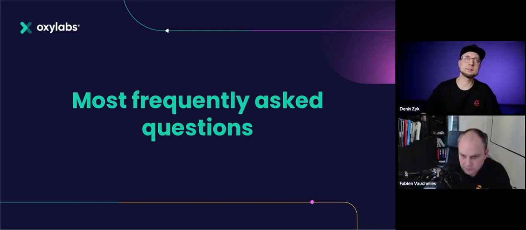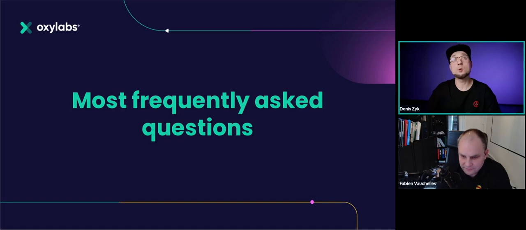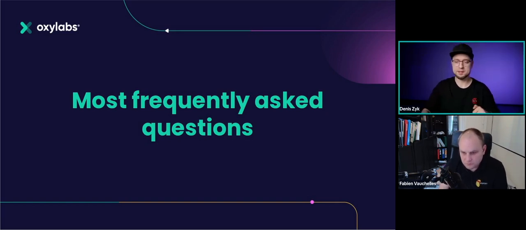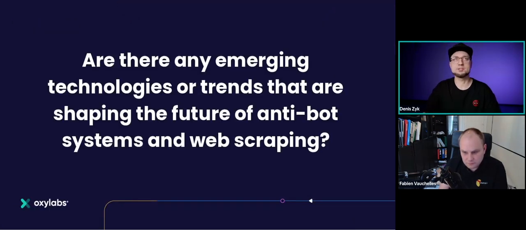And we have some most frequently asked questions prepared from our users, from our clients, and from the scraping community, which we support at our Discord channel. Let's have a look at those questions and try to answer them. The first one is, are there any emerging technologies or trends that are shaping the future of anti-bot systems and web scraping?